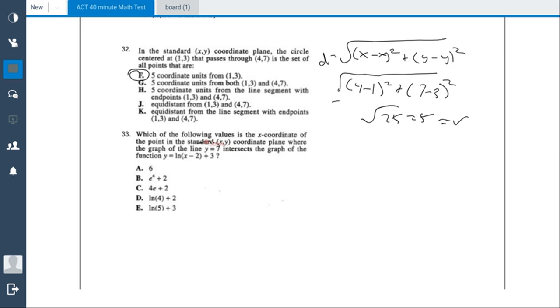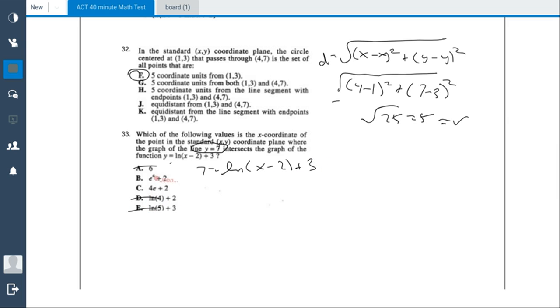So they're saying that y is equal to 7, so I'm going to substitute 7 in there. So 7 is equal to the ln of x minus 2 plus 3. I know that because I'm solving for x, I'm eventually going to have to get an e somewhere, right? So none of those can be right.